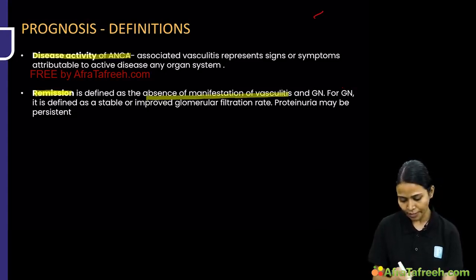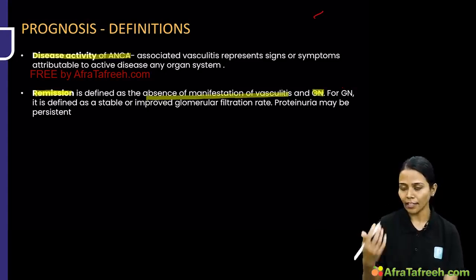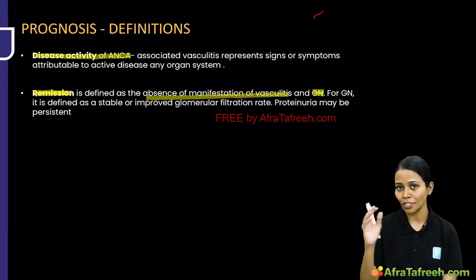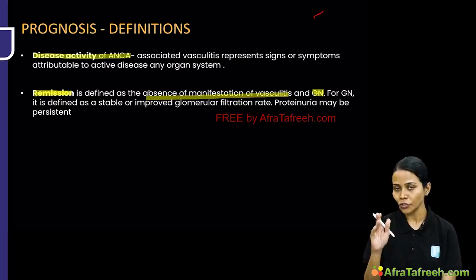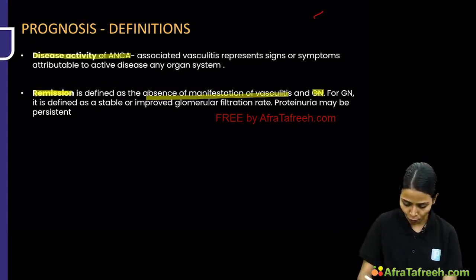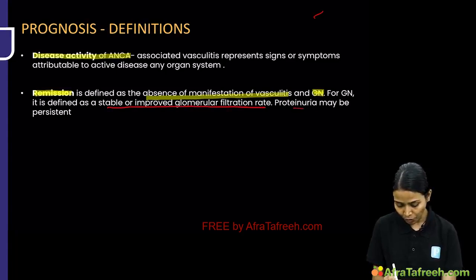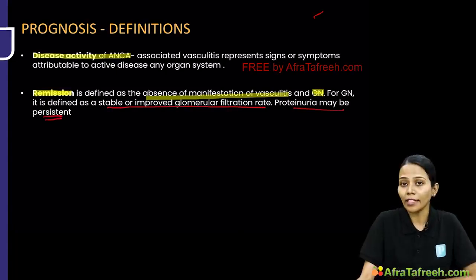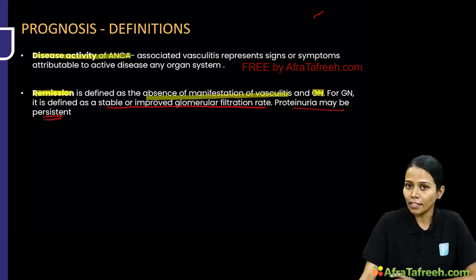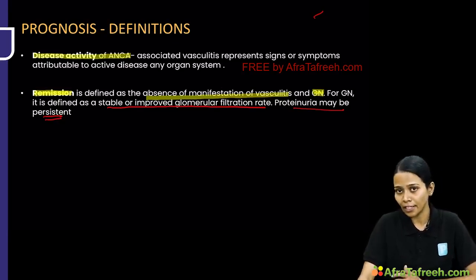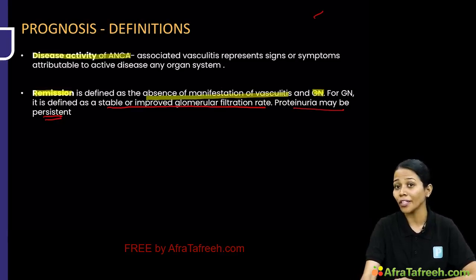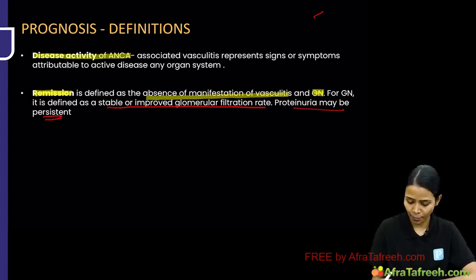Second is remission. Remission is defined as absence of manifestation of vasculitis and glomerulonephritis. So in any situation, if the patient is going into remission, it means there are no manifestations of vasculitis or of glomerulonephritis. Now, for glomerulonephritis, remission is defined as a stable or improved glomerular filtration rate, and proteinuria may be persistent. So now, how do you know that there is no disease activity in the kidney? Generally, in other diseases, proteinuria will be taken as a marker. However, here proteinuria will not be taken as a marker because proteinuria may be persistent. So any improvement in glomerular filtration rate is what is taken as a marker.